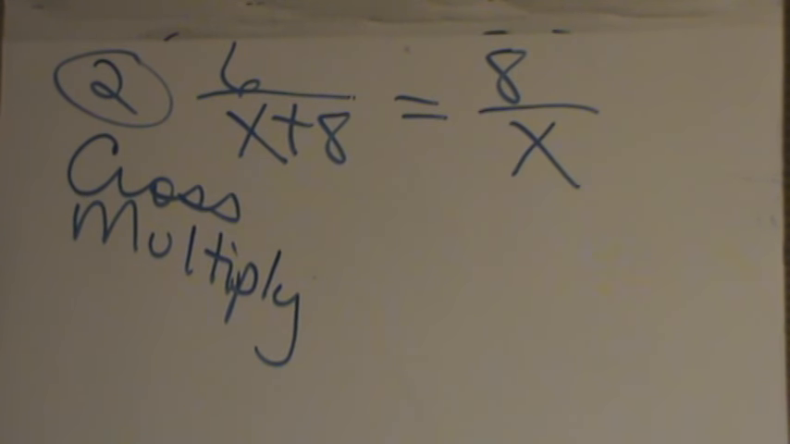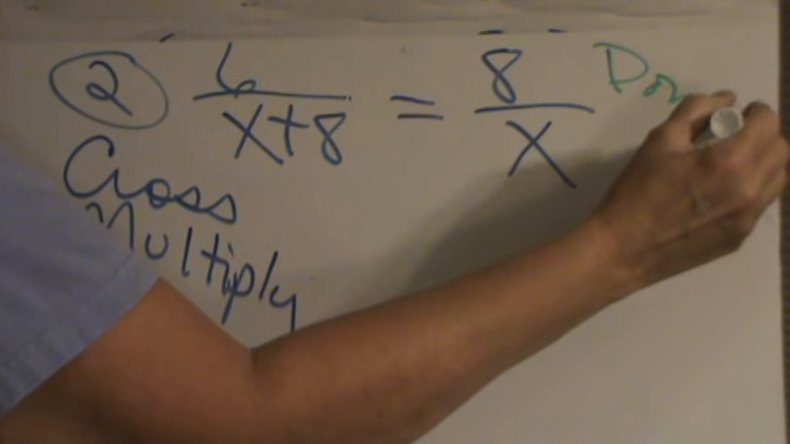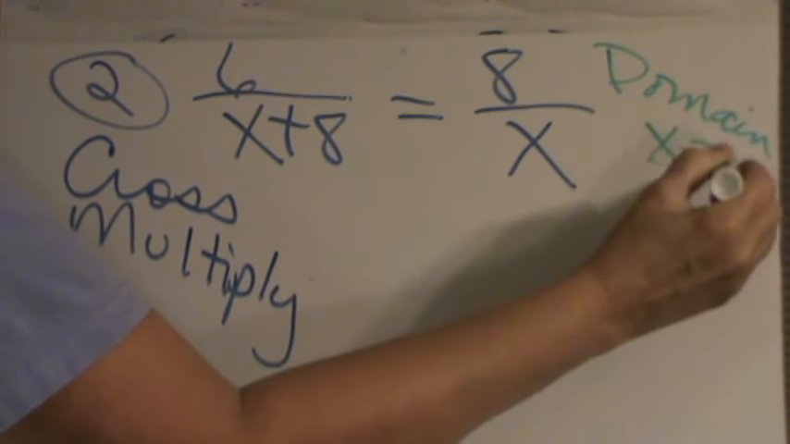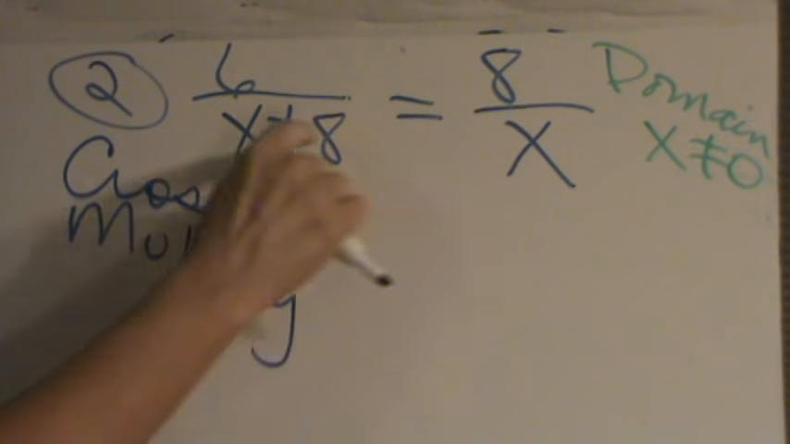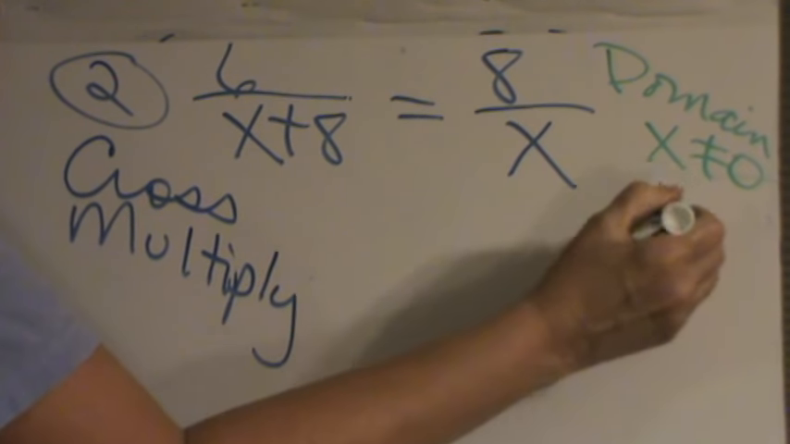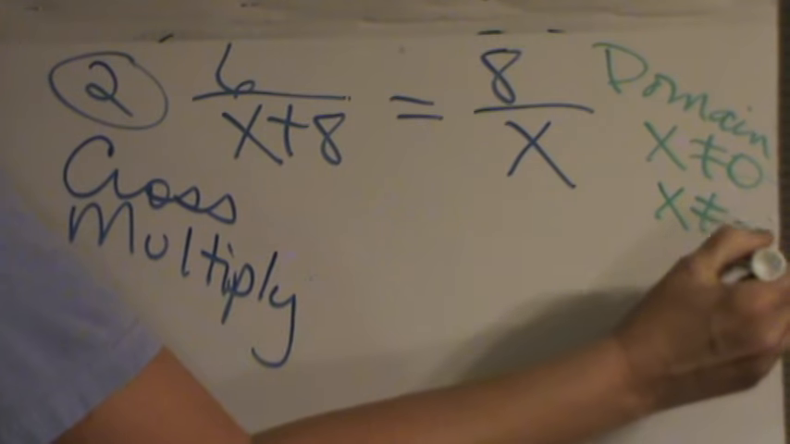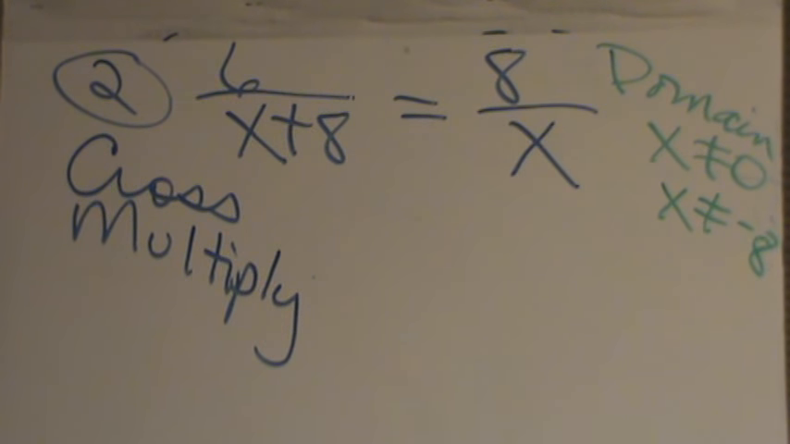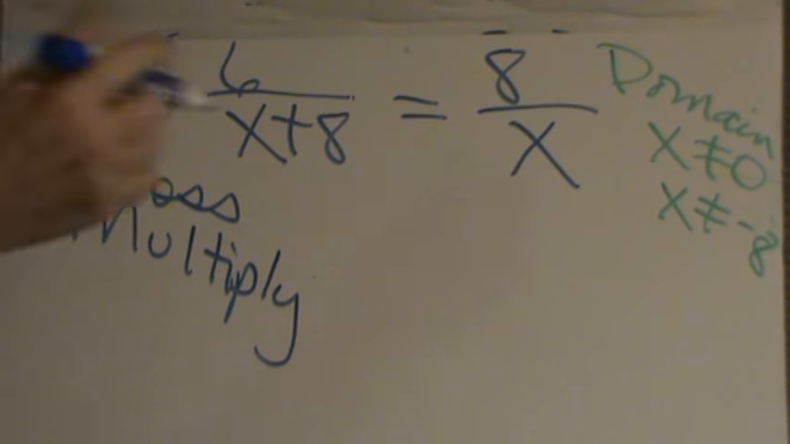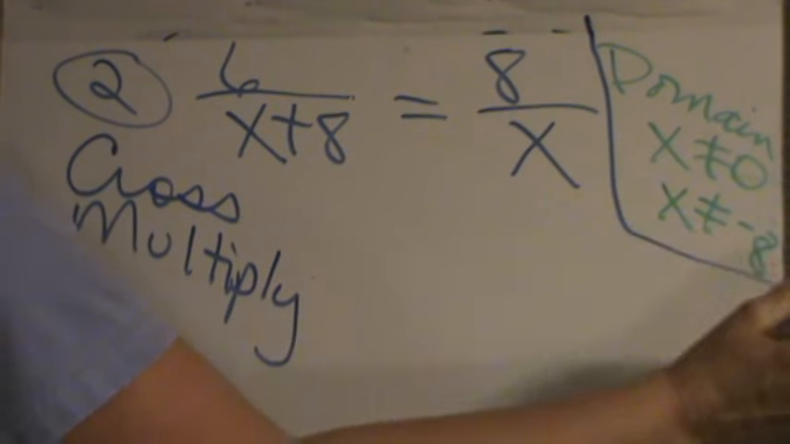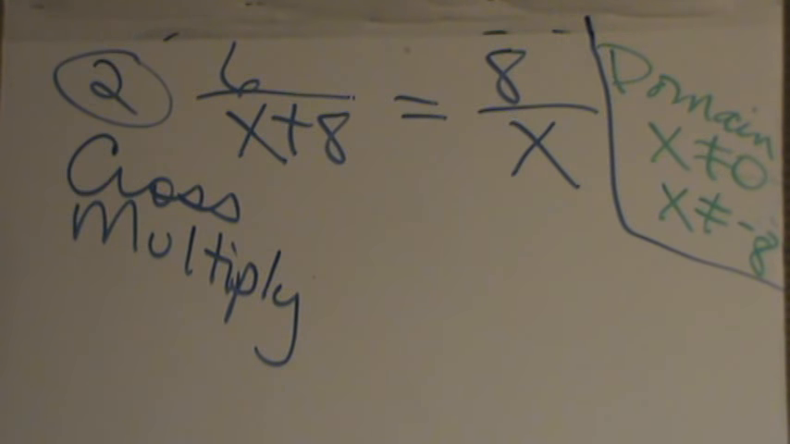But before I forget it, I'm going to go on and write over here just a little note to myself. Domain, x can't be 0, but from over here, x can't be -8. So if I get one of those two numbers, I'm going to have to mark them out and say no solution. So just keep that over there to pay attention to when we finish.